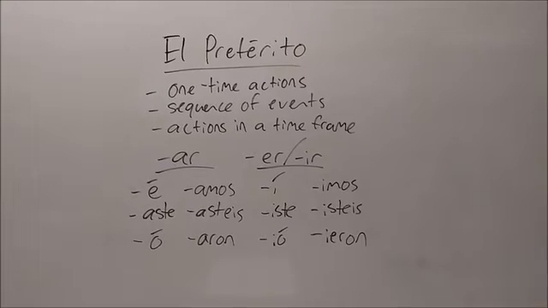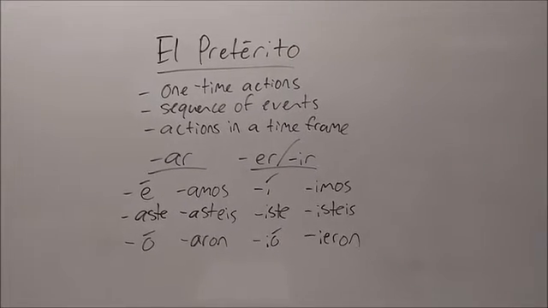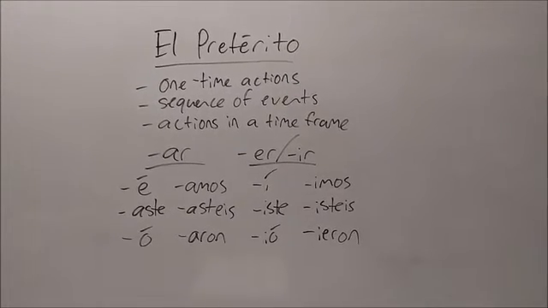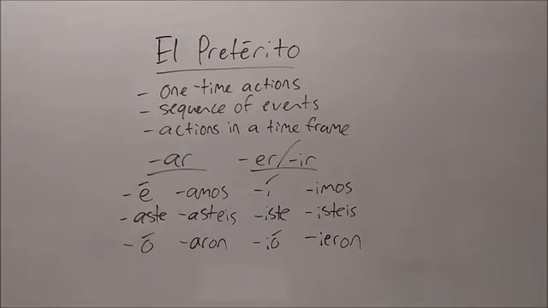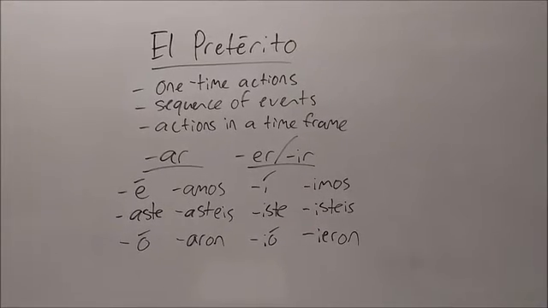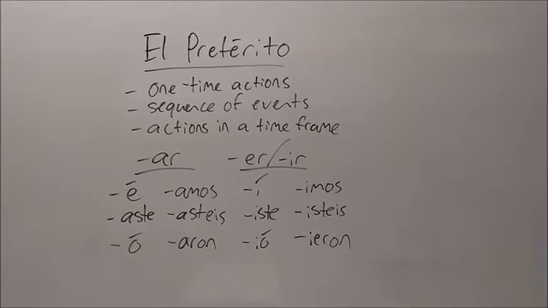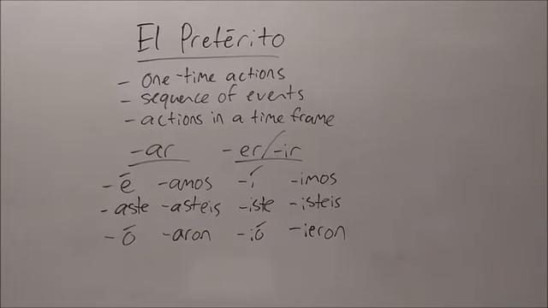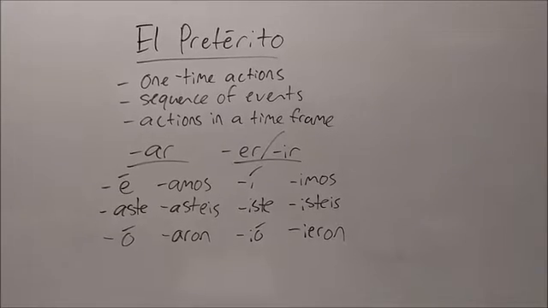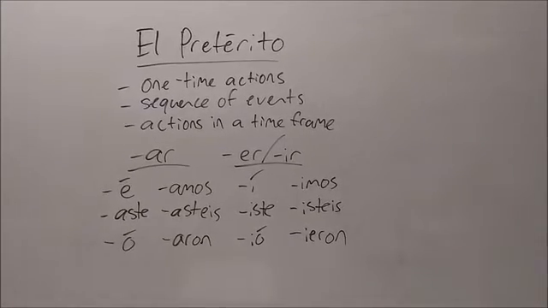We have el pretérito, which is one of Spanish's past tenses. The preterite is used for one-time actions, a sequence of events, or actions in a time frame. The AR endings are é, aste, ó, amos, asteis, aron, and the ER and IR endings are í, iste, ió, imos, isteis, ieron. But this tense has a lot of irregular verbs.